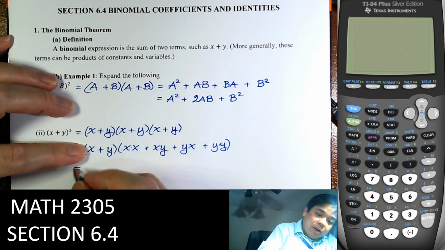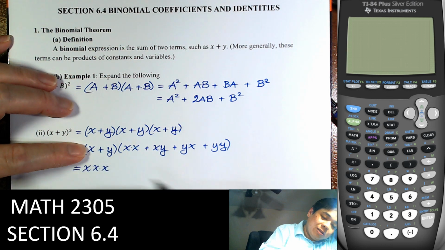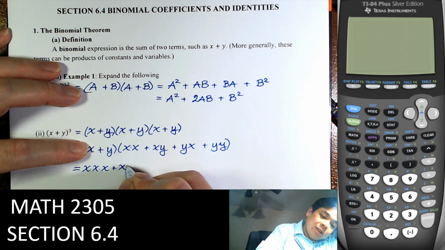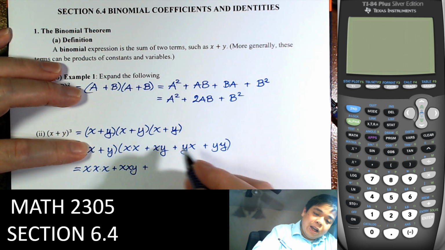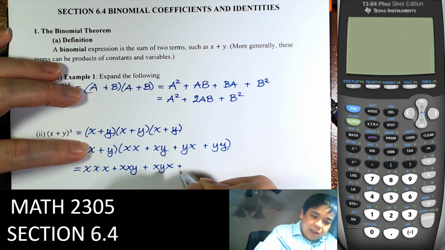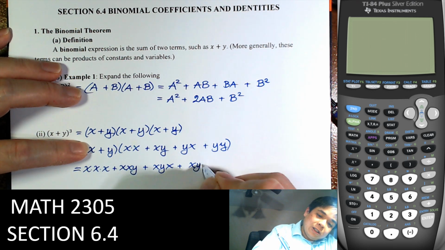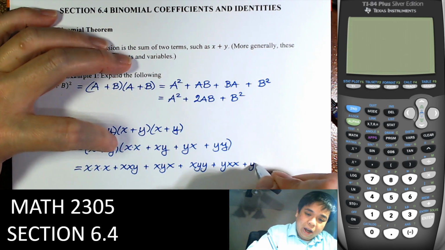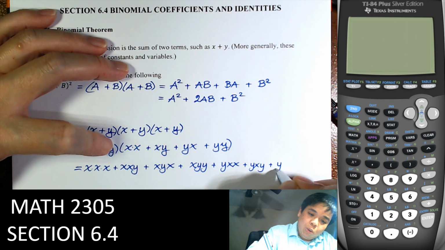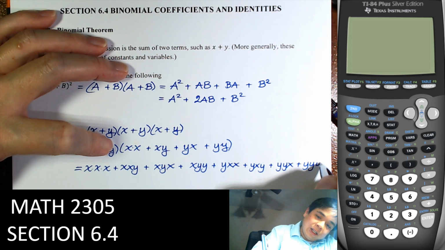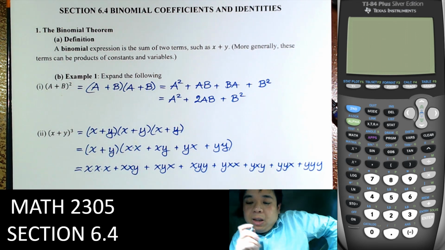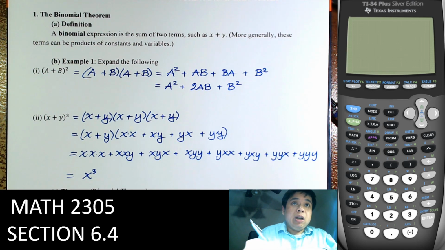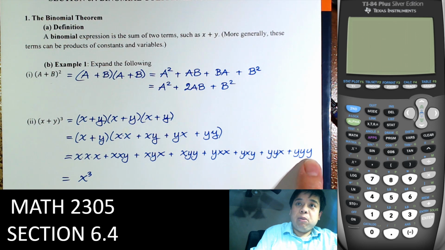And now multiply this by x. We have xxx, xxy, xyx, and xyy. And then yxx, yxy, yyx, and yyy. It looks silly at first, but after that we combine like terms: this is x cubed, and then y cubed at the end, that's easy.